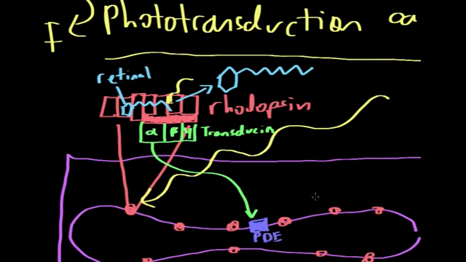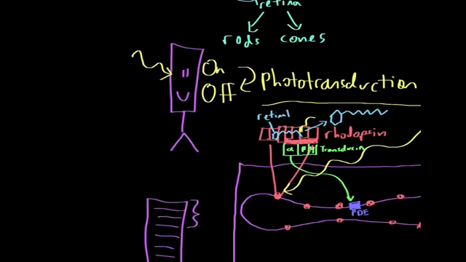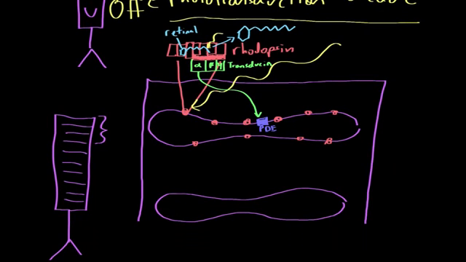So PDE, basically what it does, let me just go ahead and zoom out a little bit. What PDE does when it's activated is it takes cyclic GMP, which is floating all around the cell. It's a little molecule, it's tiny, and it basically takes the cyclic GMP and converts it into just regular GMP. So this basically reduces the concentration of cyclic GMP and increases the concentration of GMP.